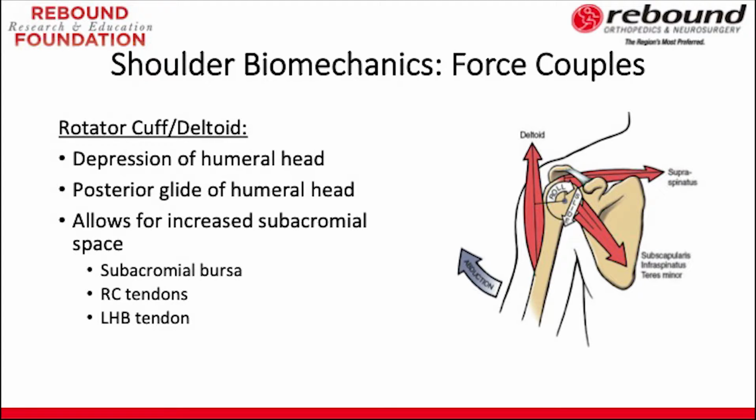Again, thankfully, Dr. McCarran and I were consistent on this with the force couples of the shoulder and the rotator cuff. It allows for depression of the humeral head, and then it brings it more into the socket. So you have that fulcrum that it's pivoting on. And that is going to allow for this increase in subacromial space. So the bursa has room, the rotator cuff tendons have room, and the long head of the bicep has room underneath there.